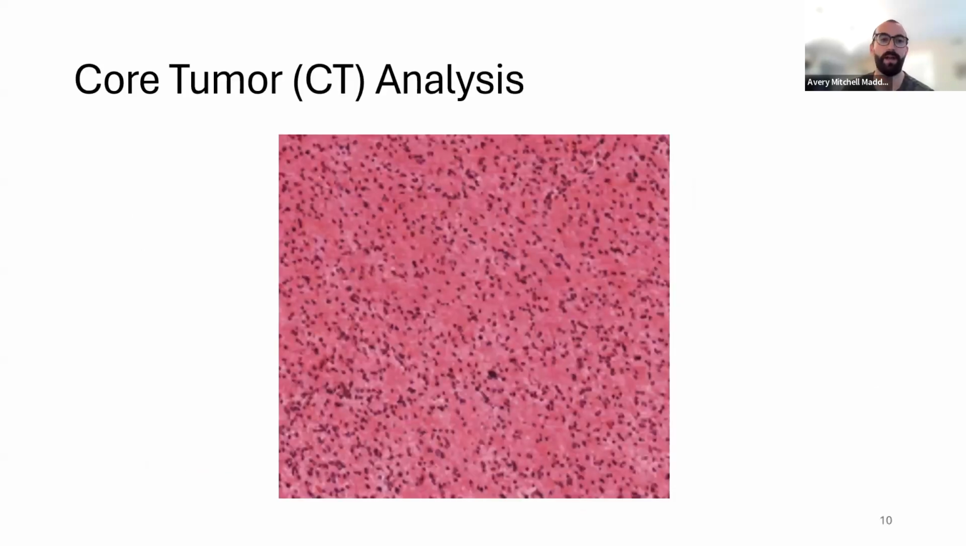So we'll start with our analysis of the core tumor. This is that central tumor mass. It's very highly cellular, and it contains a bunch of undifferentiated cells. And it's interesting because it's the start of all of the tumor proliferation and specialization that occurs.